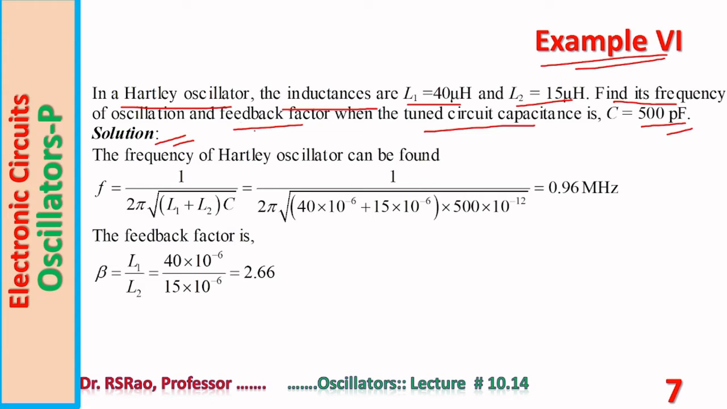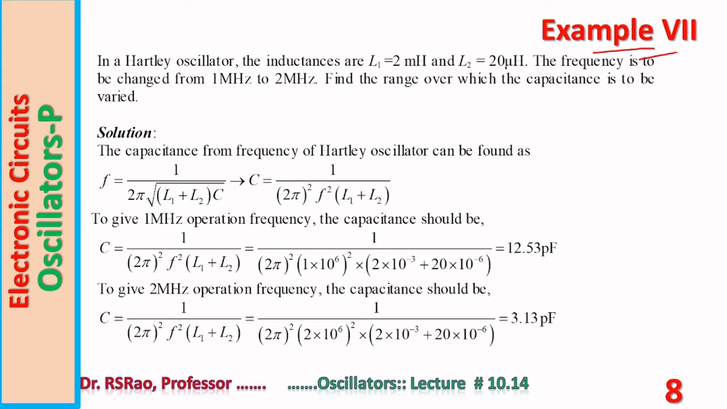Solution. We have seen in the previous problem, similarly here also, frequency of Hartley oscillator is 1 by 2 pi square root of L1 plus L2 C. Substituting the given values, one can find frequency as 0.96 megahertz. The feedback factor beta is L1 by L2. L1 is available, L2 is available, both are given. So the ratio can be determined. It is 2.66.